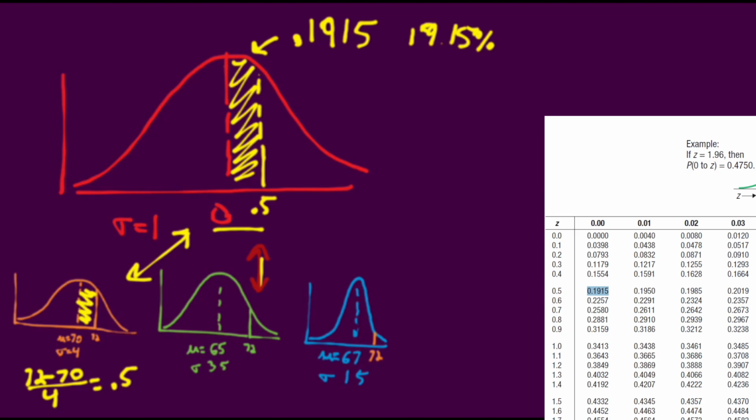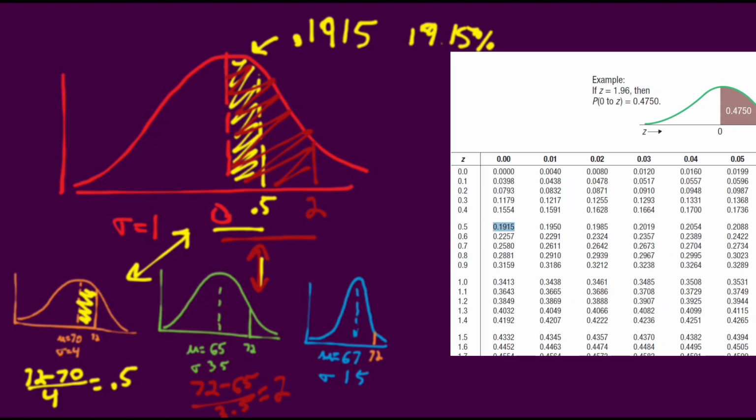So what happens if we want to think about 65 to 72? Again, we need a z-score. This z-score is 72 minus 65, divided by 3.5, which gave us a z-score of 2. So we're not interested anymore in 0 to 0.5. We are now interested in 0 all the way over to 2. Instead we want this larger shaded area from 0 to 2 standard deviations.